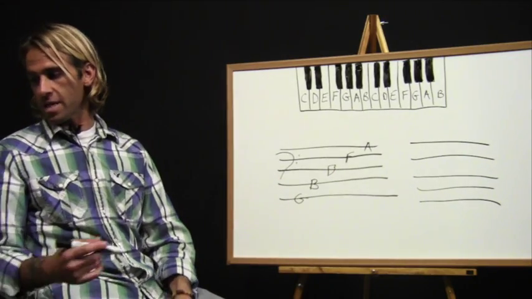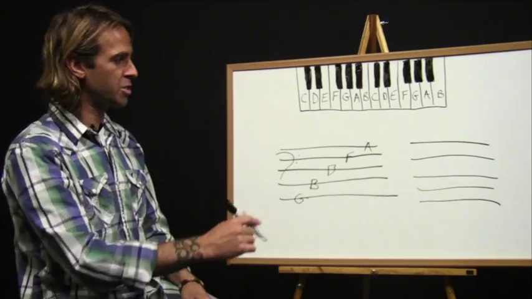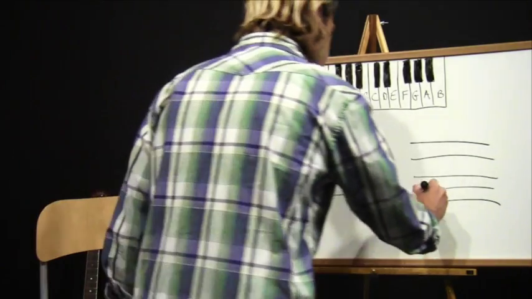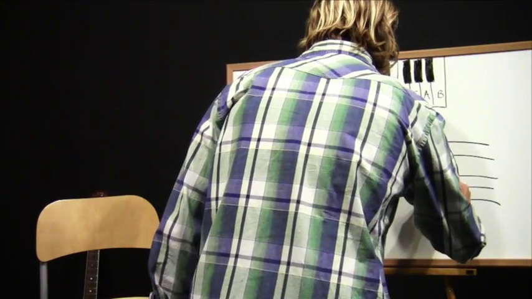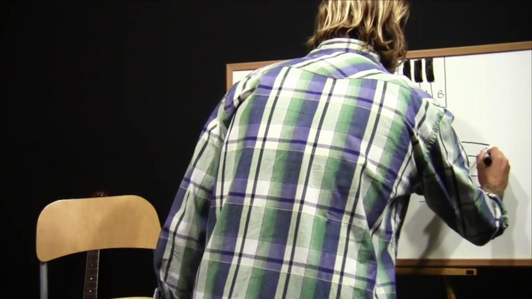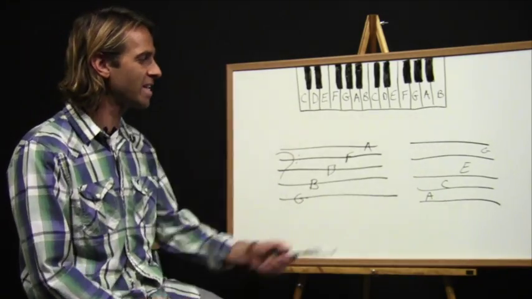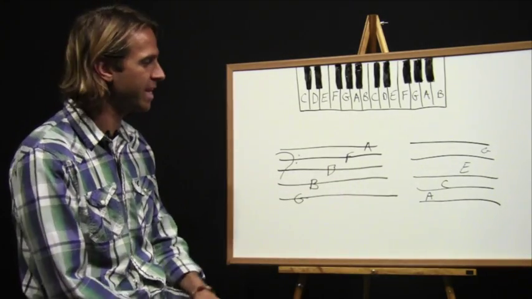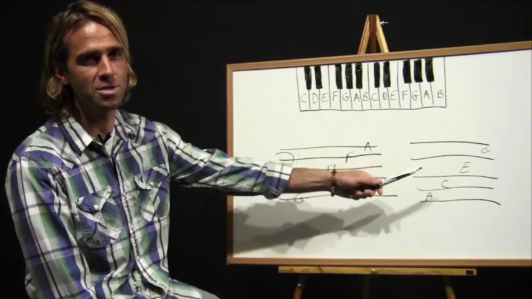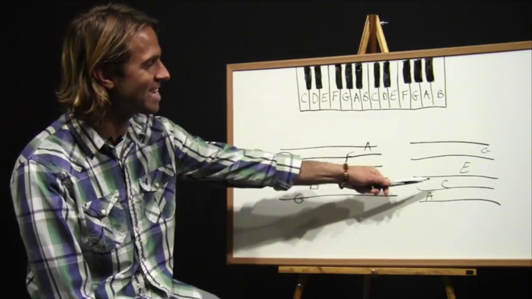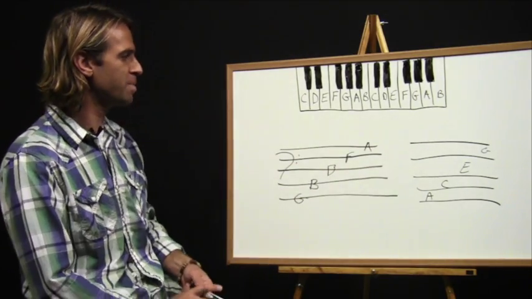Now, for the spaces on this one, it's going to be A, C, E, and G. And the funny saying for this one that's going to be able to assign the spaces is all cows eat grass. A, C, E, G. This would be how we assign it.